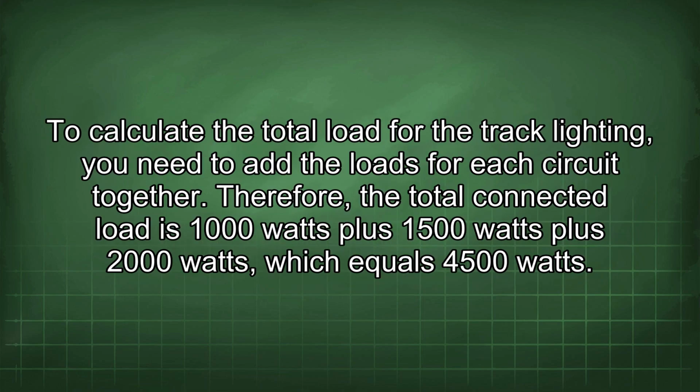To calculate the total load for the track lighting, you need to add the loads for each circuit together. Therefore, the total connected load is 1000 watts plus 1500 watts plus 2000 watts, which equals 4500 watts.